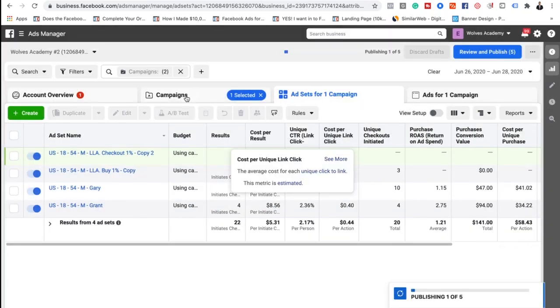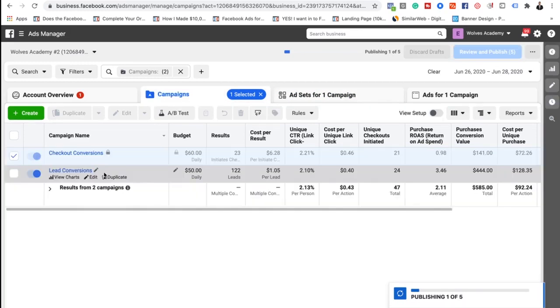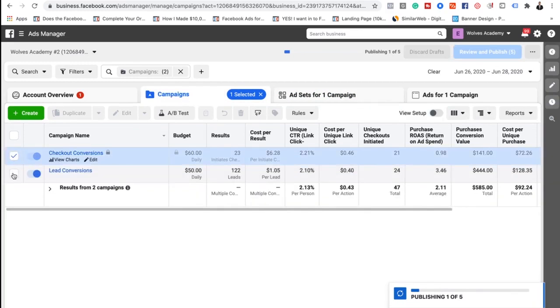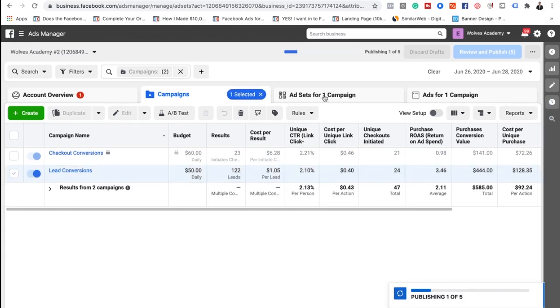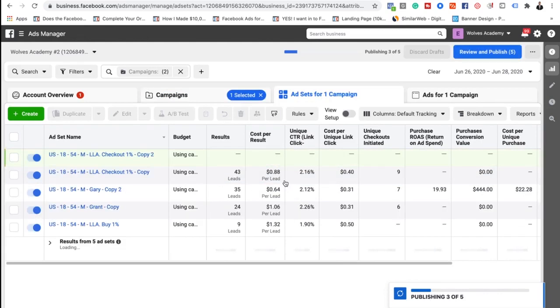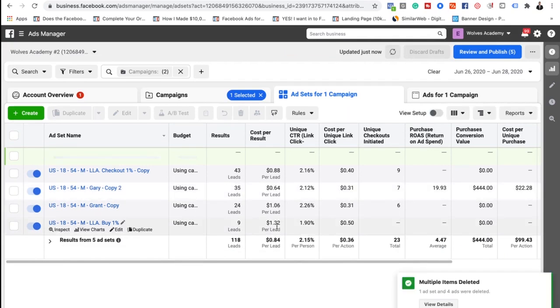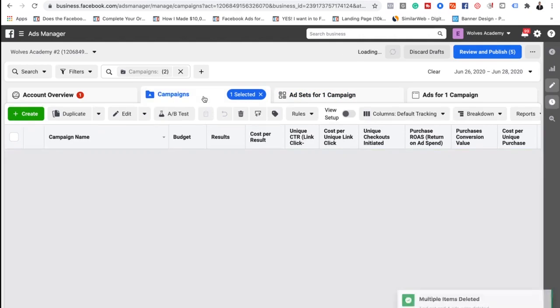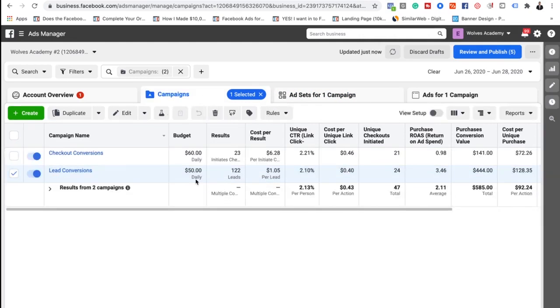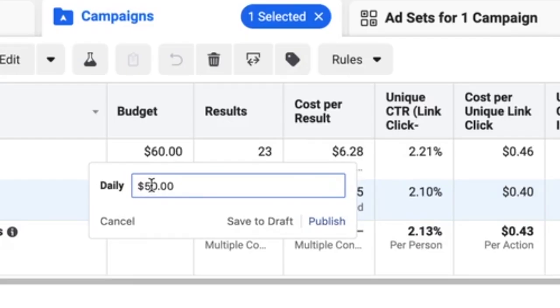Then we're going to go to the cost per leads campaign. Our KPI for leads is $1.50. If you notice here, our lead costs are 88, 64, 106, and 132. So I'm going to increase the budget of this campaign by about, what is 30%? So about 20%. We're going to increase it by $10, and then publish that.